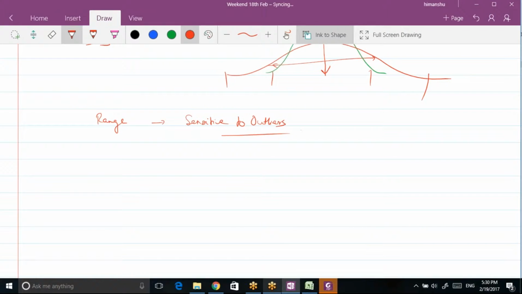Yes, it is sensitive to outliers, so that's why range has it. This is the shortcoming of range. To overcome the shortcoming, what we do is we calculate a thing called IQR. IQR is interquartile range.